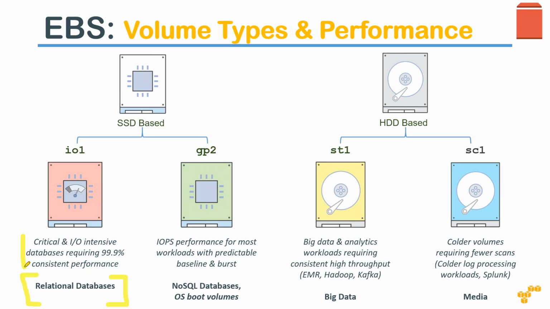So instead of going ahead and choosing a disk which looks good on the screen, which says that I am capable of 20,000 IOPS, I like SSD disk, and I will go ahead with SSD, you rather choose based on your workload. So if you're talking about relational workloads where consistent performance is important, then you choose IO1.